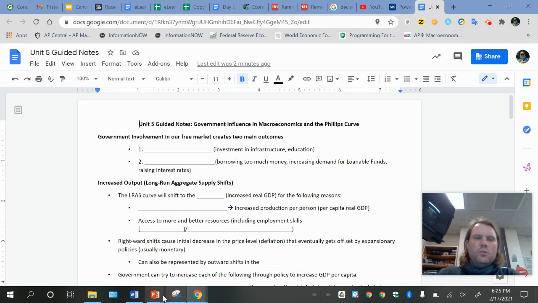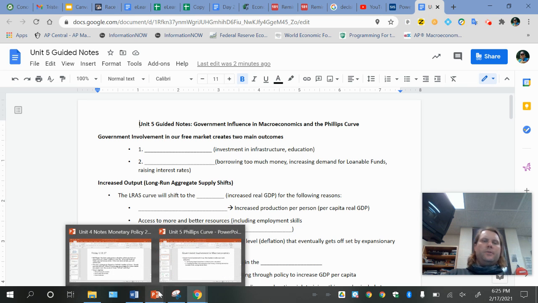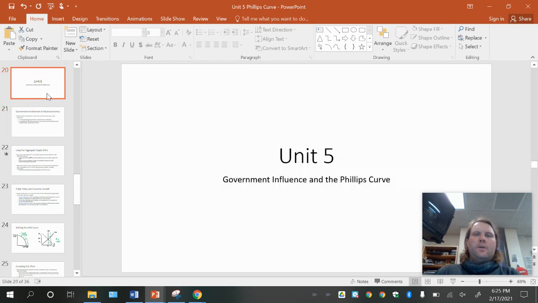Hey, AP students, we're moving on to a new unit today where we're going to talk about some government involvement and how it affects the macroeconomic graph with our aggregate demand, aggregate supply, short run and long run, and some ways we can draw that and prove our thoughts on a graph.